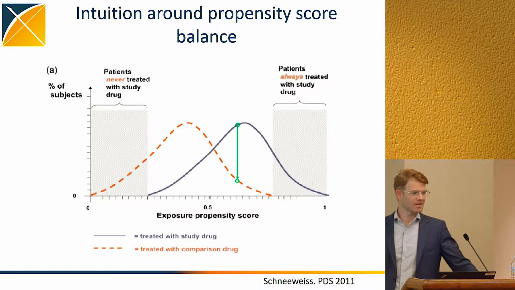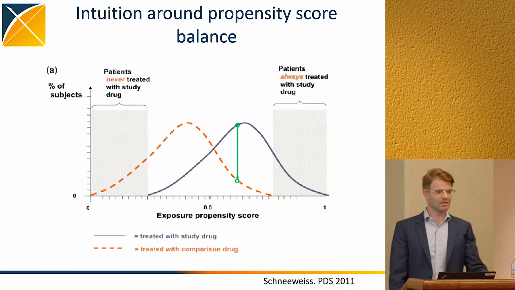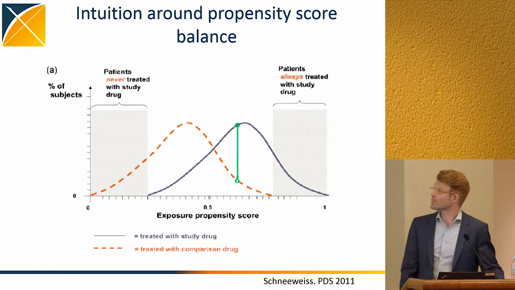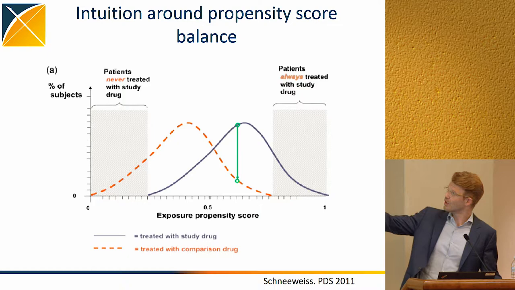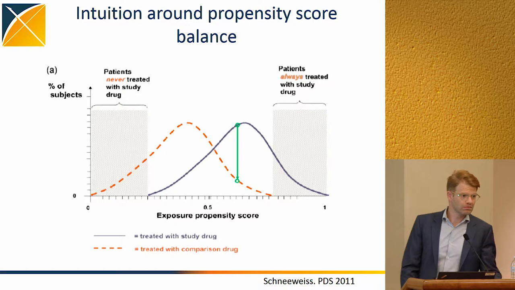You have a propensity to be in one or the other. On the top of those bars, it only talks about the study drug. It doesn't talk about the comparator drug. So if the comparator were no drug, then I would be confused. But we're not thinking about the comparator being no drug. So the things on the top only talk about the study, not about the comparator. You could, instead of saying patients always treated with study drug, say patients never treated with comparator drug. Okay, then I would know that there wasn't a mistake.